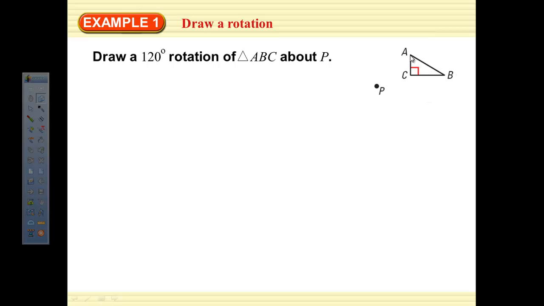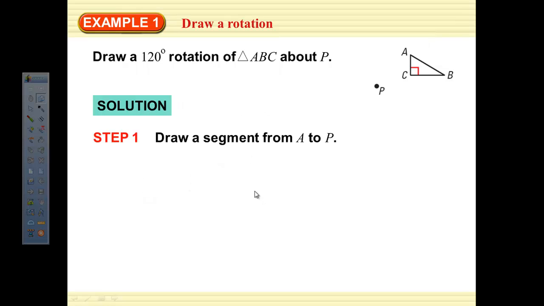Basically, we're going to take A and rotate it 120 degrees, then rotate B 120 degrees, rotate C 120 degrees, and after that you just connect the dots. It should again create an isometry so that both triangles are congruent. So the first step when we're doing this type of problem, we want to draw a segment to connect A and P, and you'll do this once again for B and once again for C. So it would look something like this.